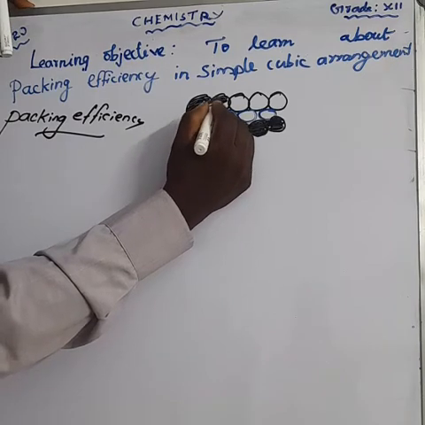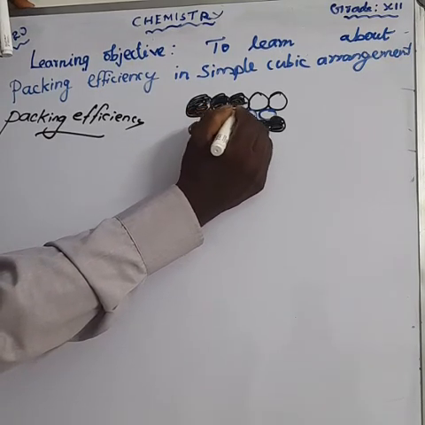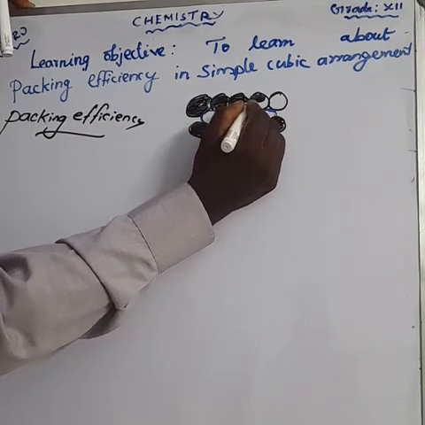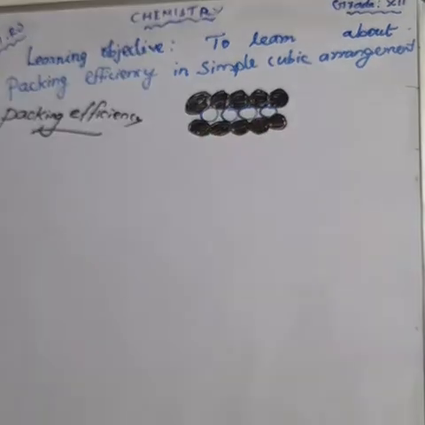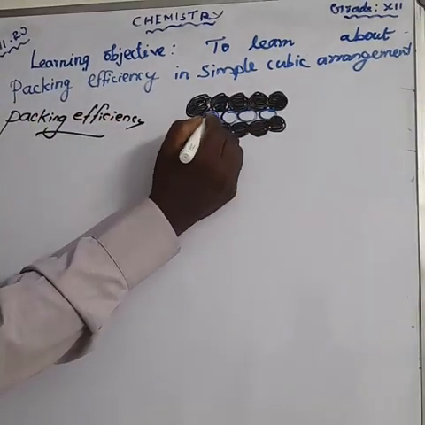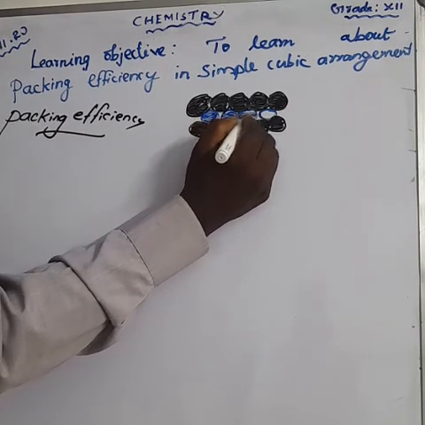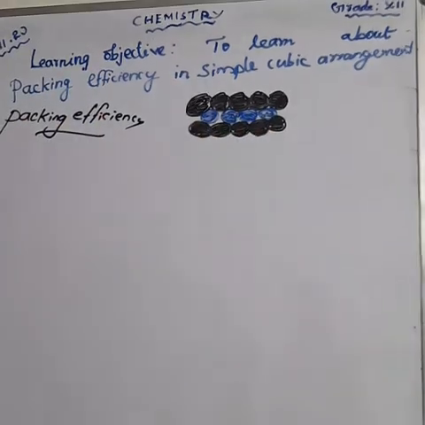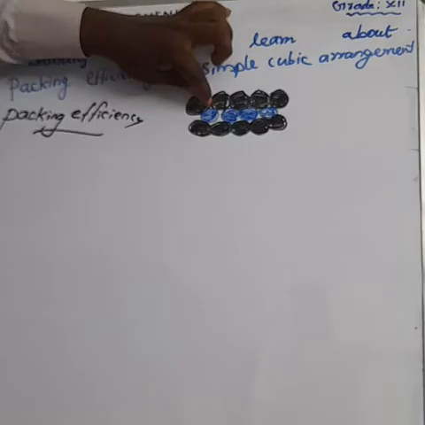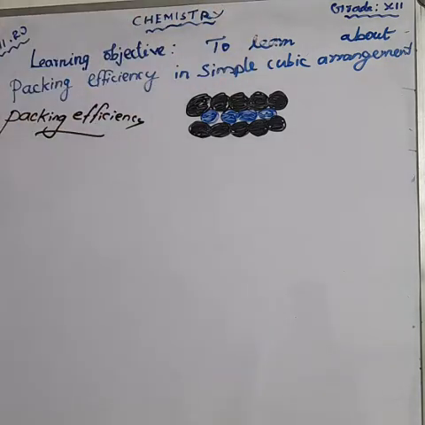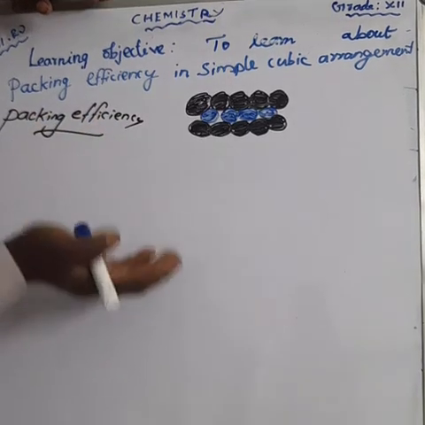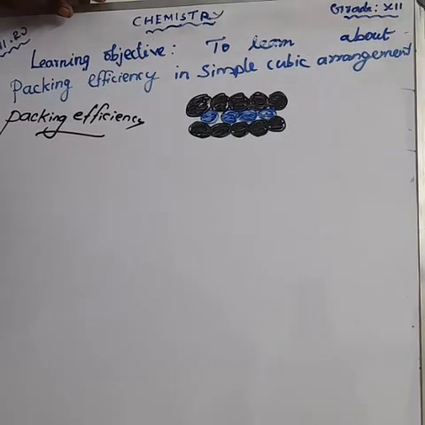First layer, second layer, okay. The second layer I drew with the blue color. Okay, here there is some free space between the spheres of the single layer and the spheres of the successive layer. Here, the percentage of total volume occupied by the constituent spheres gives the packing efficiency of the arrangement.